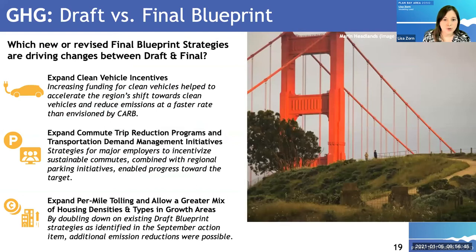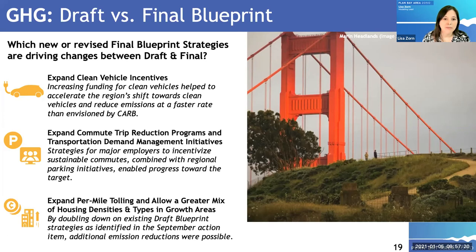What strategies drove the improvements in greenhouse gas reduction between the draft and final blueprint? Well, first, as I mentioned, funding for the regional electric vehicle strategy was increased by a factor of 8x. So this strategy was designed to accelerate the Bay Area toward an electric future faster than the state as a whole and help to close a sizable chunk of the gap remaining. Second, the commute trip reduction programs at major employers, combined with parking policies and the travel demand management strategy, helped to shift more workers to telecommuting and other alternative modes.